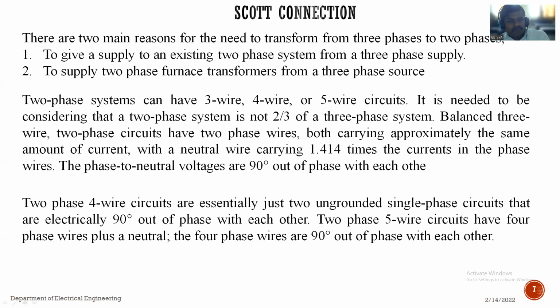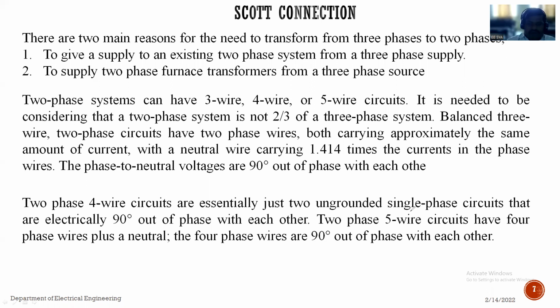So like that, if we want a 2-phase system and the 3-phase supply is available, then we are able to use the Scott connection. Okay, see, the 2-phase to neutral voltages are 90° out of phase with each other. Now a 2-phase 4-wire circuit, this is a 3-wire circuit. In a 2-phase 4-wire circuit, essentially just 2 ungrounded single phase circuits that are electrically 90° out of phase.